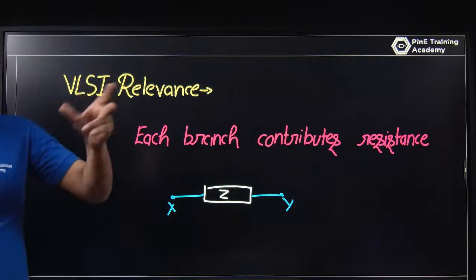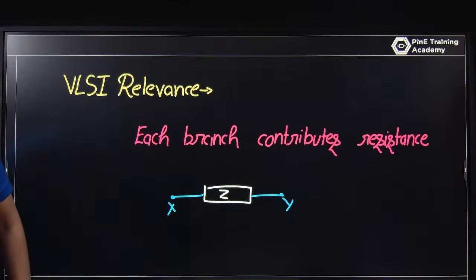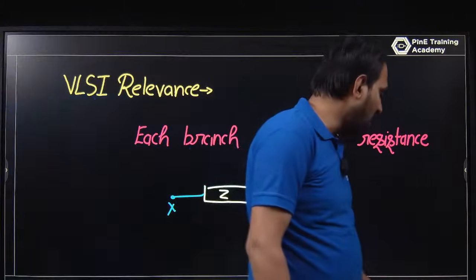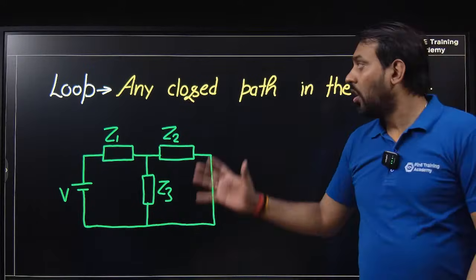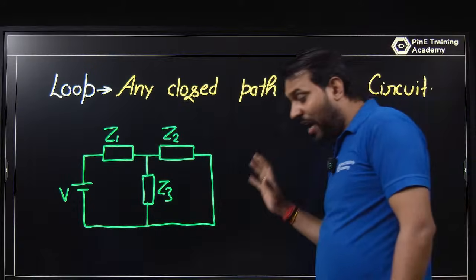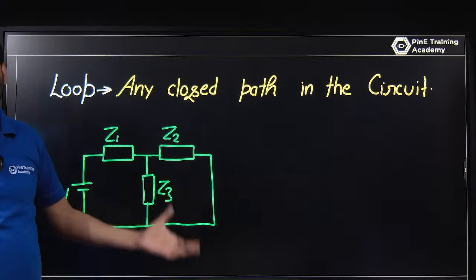Okay, so that's why analog circuit and layout design is very important for IC designing. Okay, so this is a branch. Let's talk about loop. Any closed path, any closed path in the circuit, will be a loop.